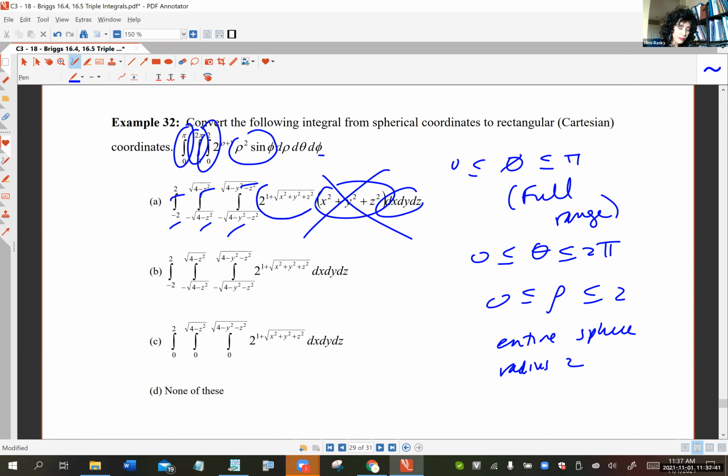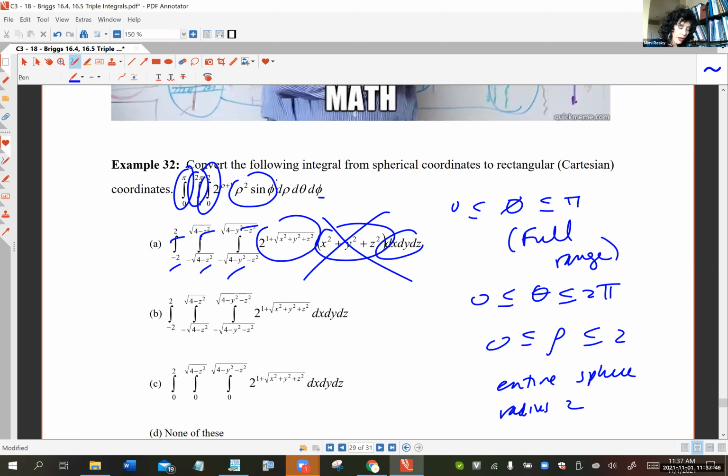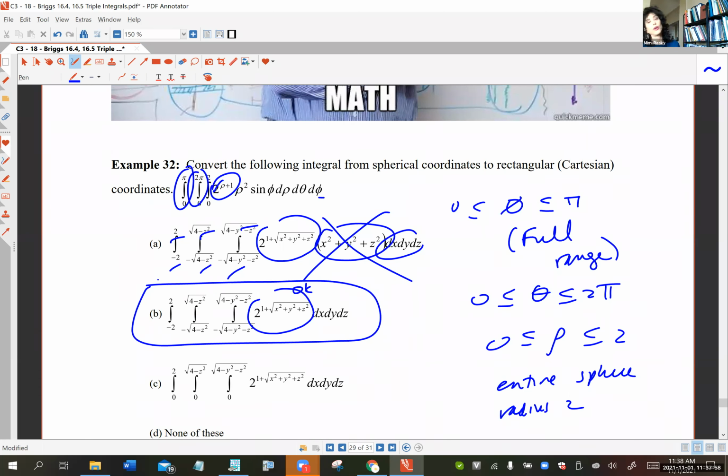Now, what about this integrand? 2 to the 1 plus square root of x squared plus y squared plus z squared. Does that look like 2 to the rho plus 1? Yes. This is okay. So it turns out the only choice that works for the region of integration as well as for the integrand is letter B. So letter B would be the correct choice for the rectangular coordinates for that particular problem.